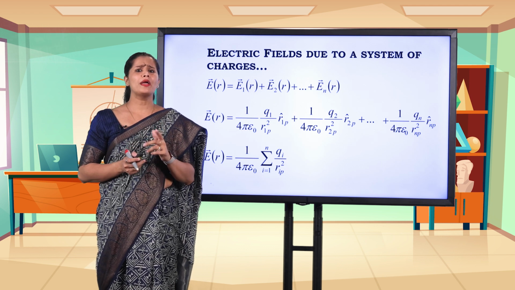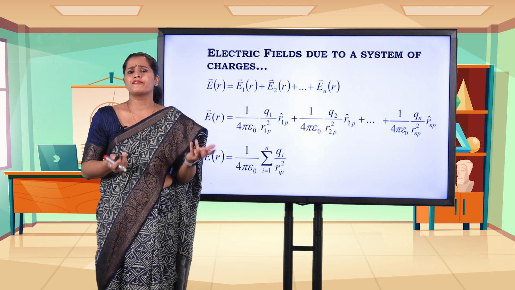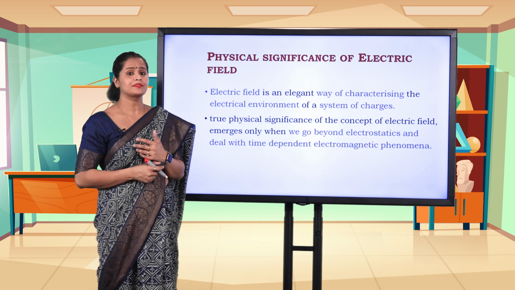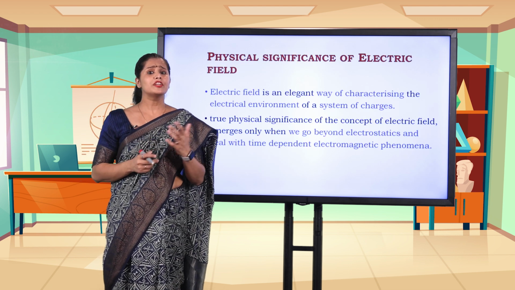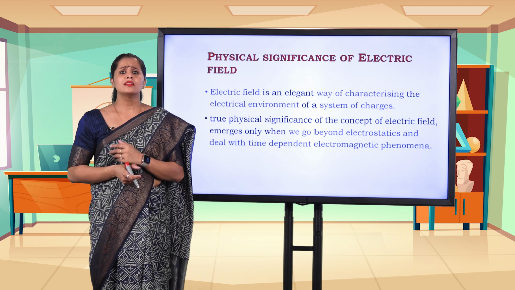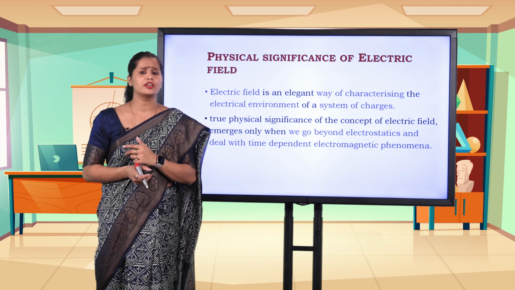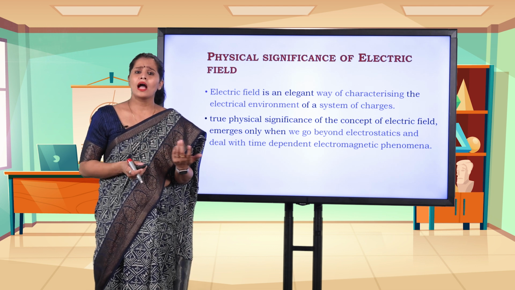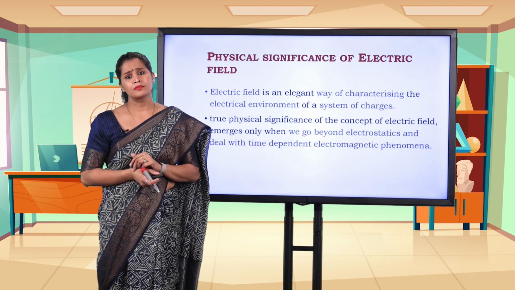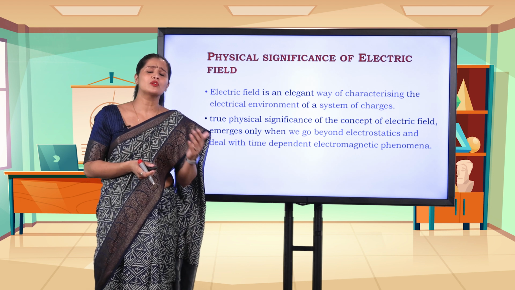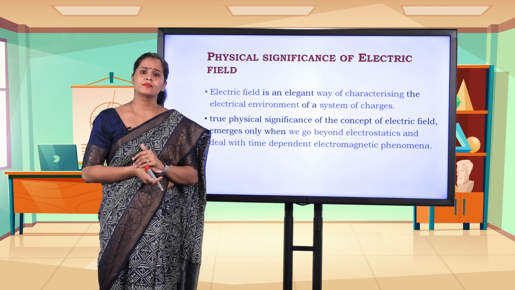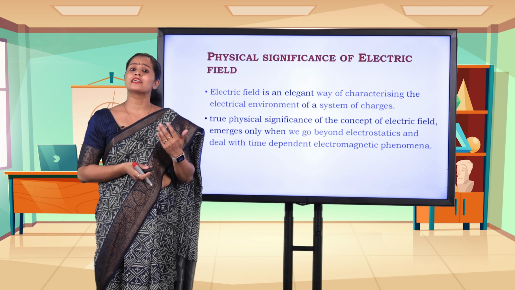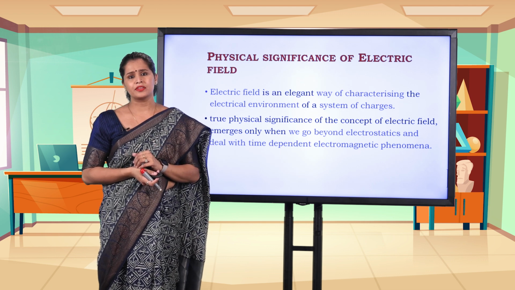Well, now you may wonder as to why this concept of field has been introduced. Let's try to understand this in the next slide. After all, for any system of charges, the measurable quantity is the force on a charge, which can be directly determined using Coulomb's law and the superposition principle. Why then introduce this intermediate quantity called the electric field? Well, for electrostatics, the concept of electric field is convenient but not really necessary.